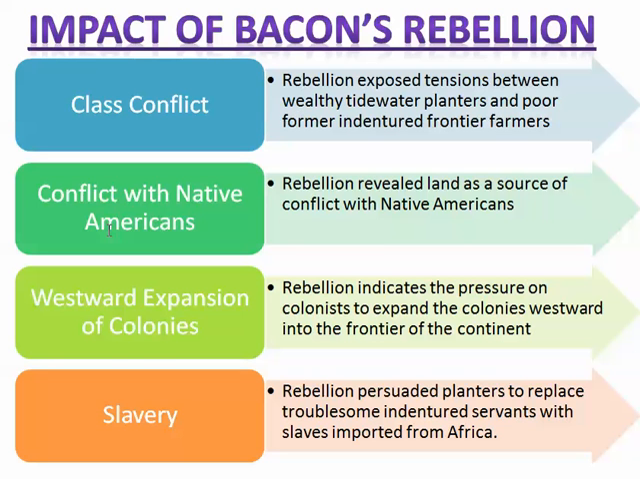The other thing it reveals is that land was a source of conflict between Native Americans and the colonists. Conflict with Native Americans and European colonists. Another thing it indicates is westward expansion of the colonies. The rebellion indicates that there was pressure on colonists to expand the colonies westward into the frontier of the continent. But what was the biggest impact?